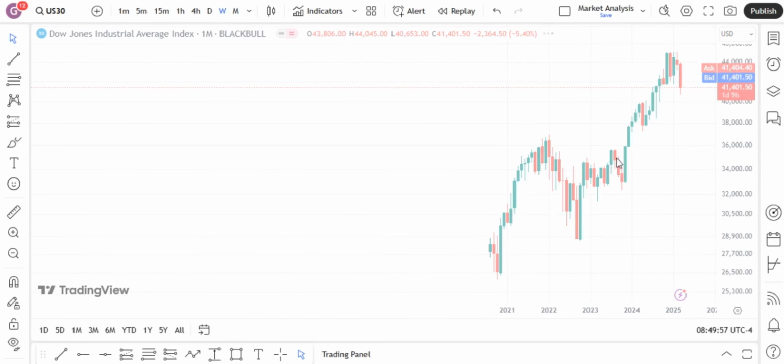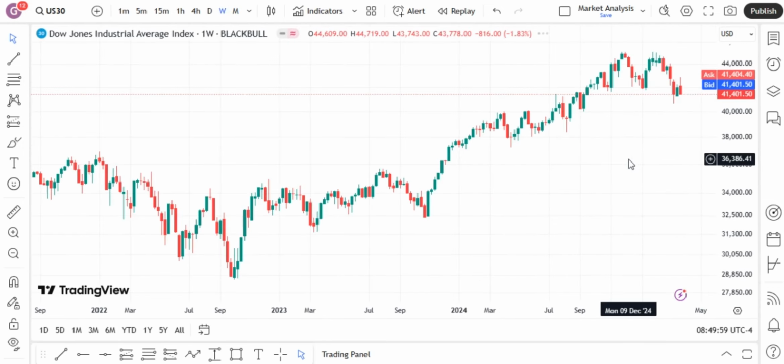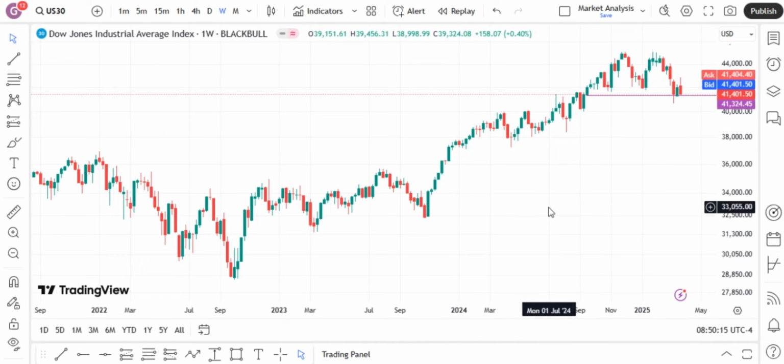Weekly time frame, what do we have? Same thing: the volume imbalance traded through, and then we had a rejection to the downside. This low is my target for this week, and then we'll see if it has willingness to take out this low as well. So we are bearish on our indices.